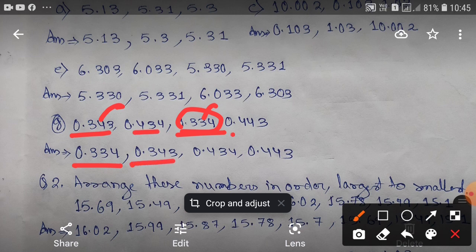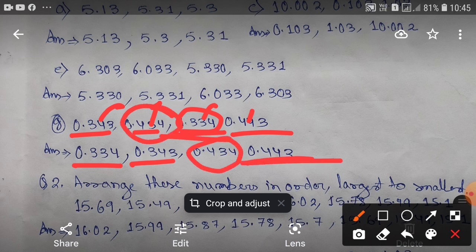Now let us compare these two. If you compare these two, you see in the 100th position this number has 3 and this has 4, so definitely this number is smaller, so we'll put it here. Okay, and that number in the last position.